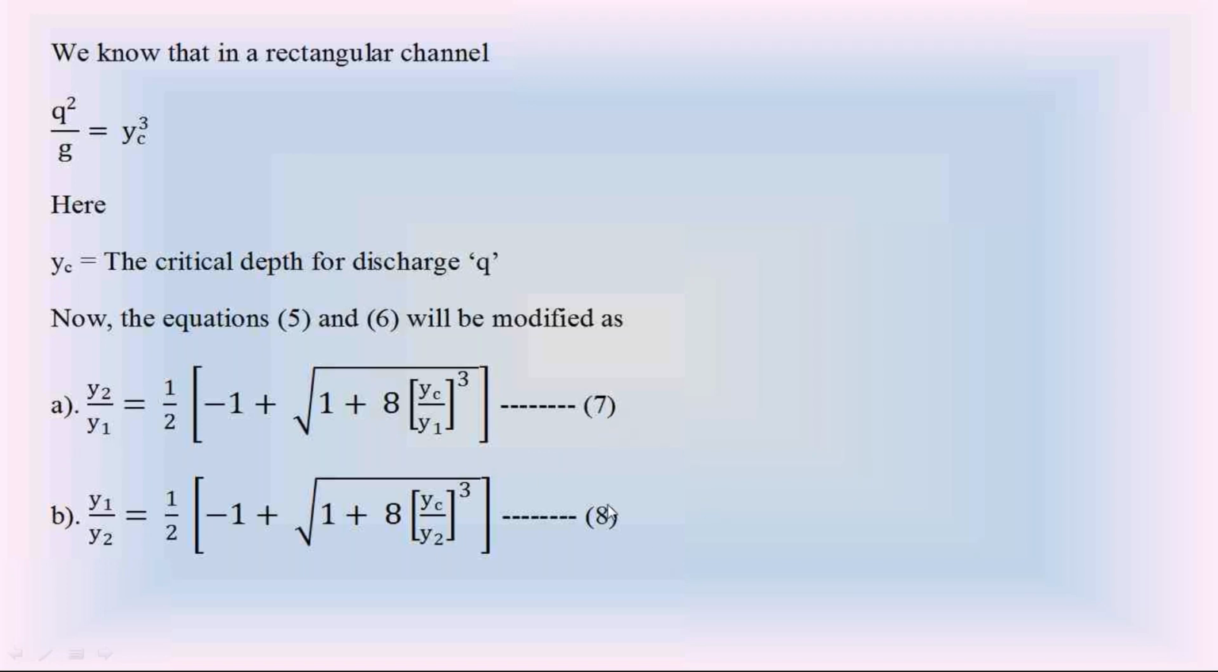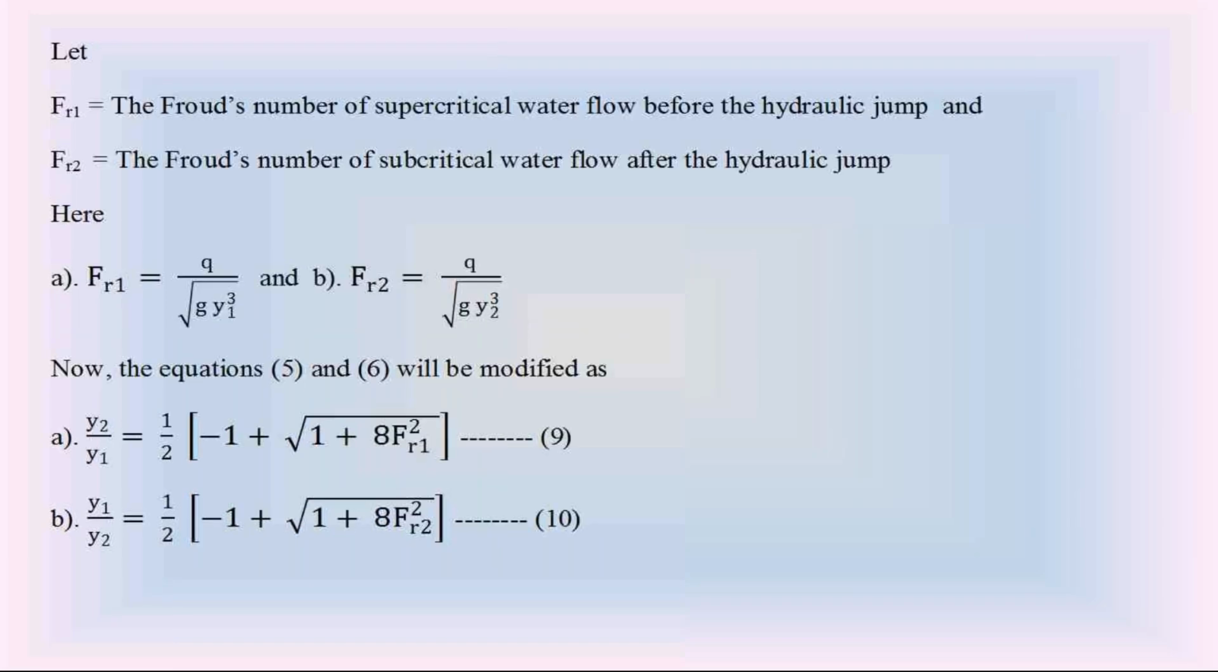So equation 7 and equation 8 give the relationship between the depth y1 before the hydraulic jump, the depth y2 after the hydraulic jump, and the critical depth yc in the hydraulic jump in a rectangular channel. Coming to the further simplification of equation 7 and 8.